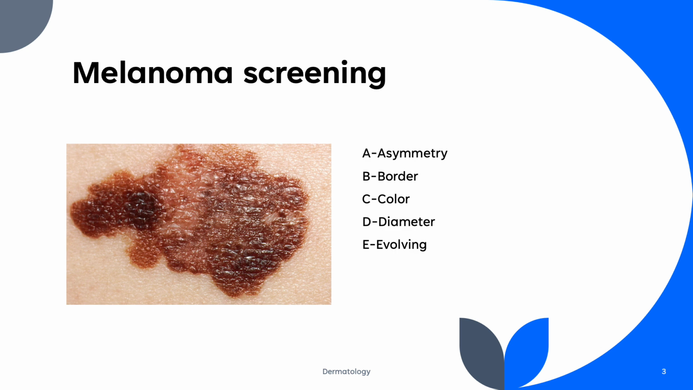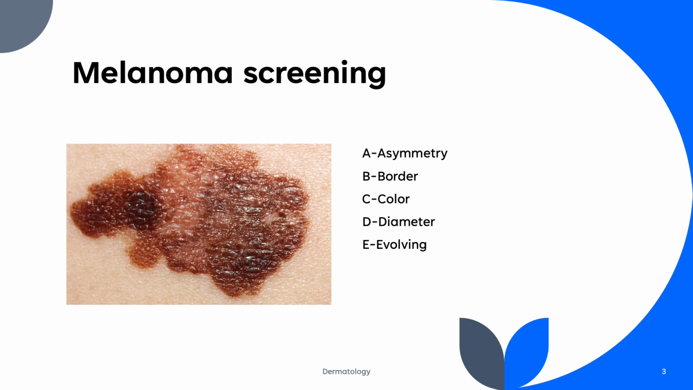A is for asymmetry. When assessing a mole, check to see if one half looks different from the other. Symmetrical moles are generally less concerning. B stands for border. Pay close attention to the edges of the mole. If the borders are irregular, ragged, or blurred, this is a red flag for melanoma. C is for color. A variety of colors, such as brown, black, tan, red, white, or blue, within a single mole can indicate melanoma. Uniform color is typically a sign of a benign mole.